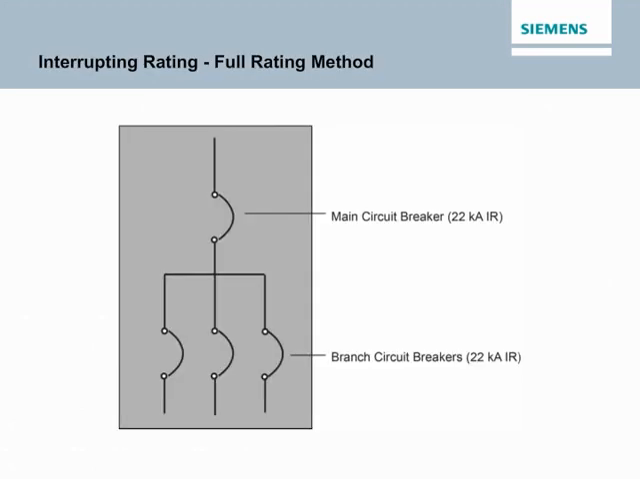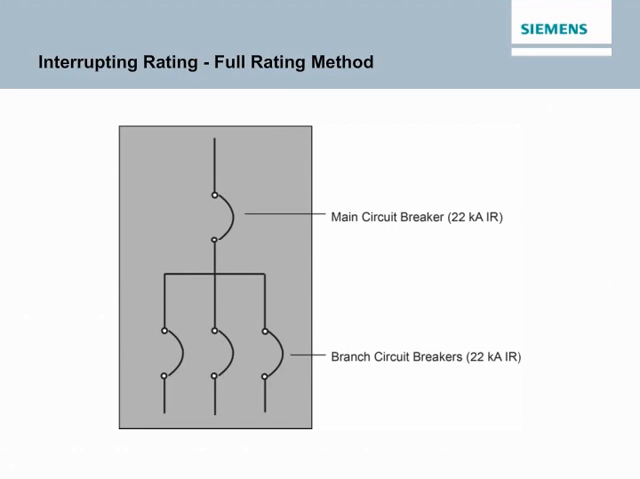NEC Article 110.9 requires circuit protection equipment to have an interrupting rating sufficient for the available fault current. There are two ways to achieve this requirement: the full rating method and the series rating method. The full rating method requires all circuit protection devices to have an interrupting rating equal to or greater than the available fault current. In single-family homes, the available fault current normally does not exceed 10,000 amperes. This makes it inexpensive to use the full rating method.